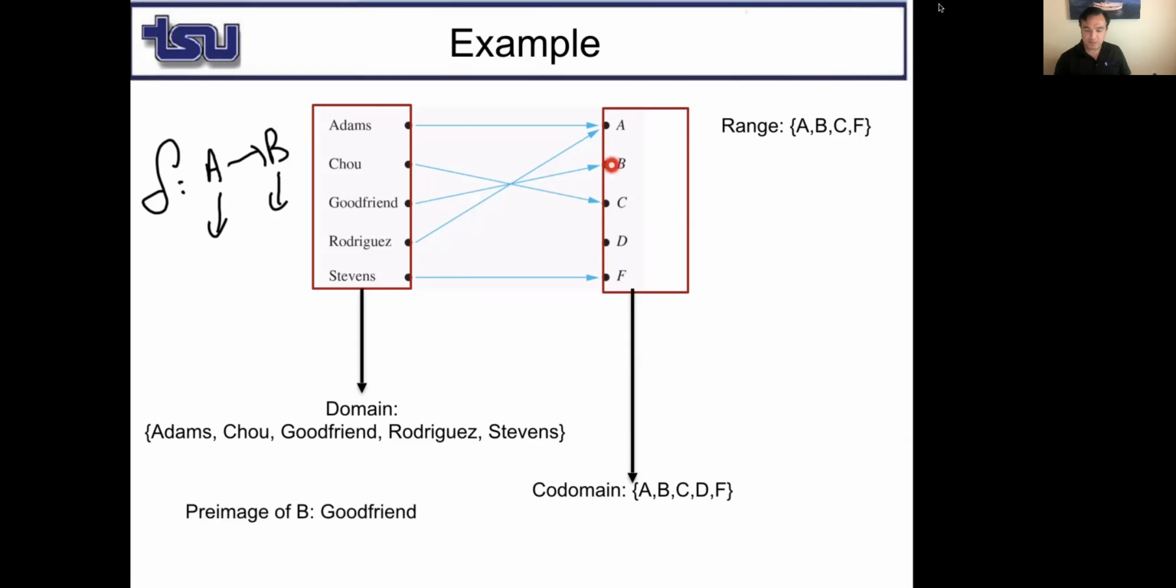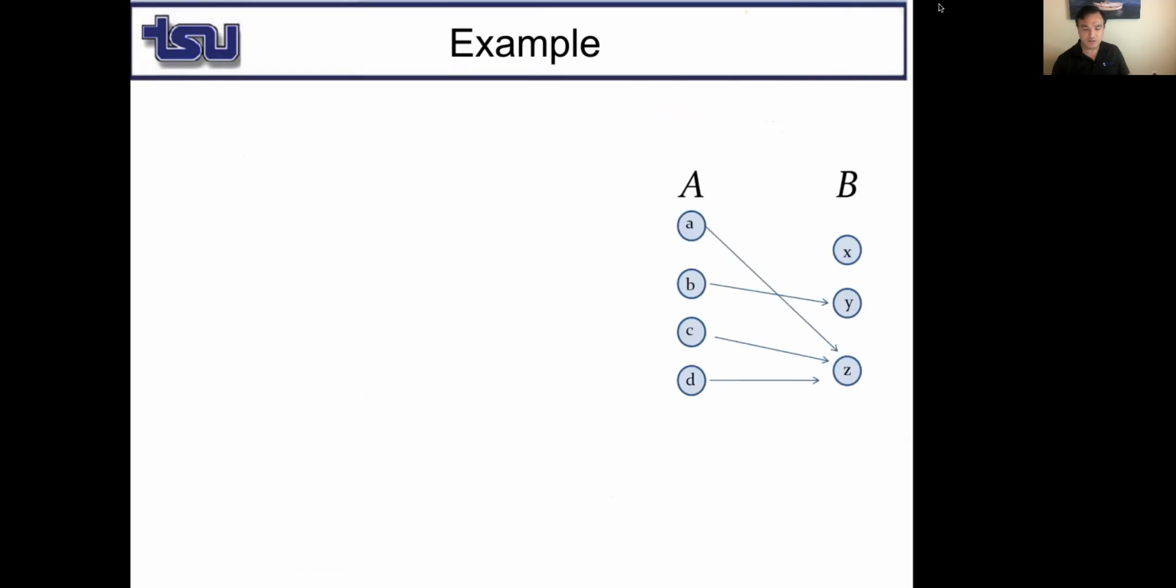Pre-image of B, what is the pre-image of B? If we go all the way here, that's the good friend. And what is the pre-image of A? Well, pre-image of A: Adam is mapped to A, Rodriguez is mapped to A. So the pre-image of A will be Adam and Rodriguez, the set that consists of two elements, Adam and Rodriguez.